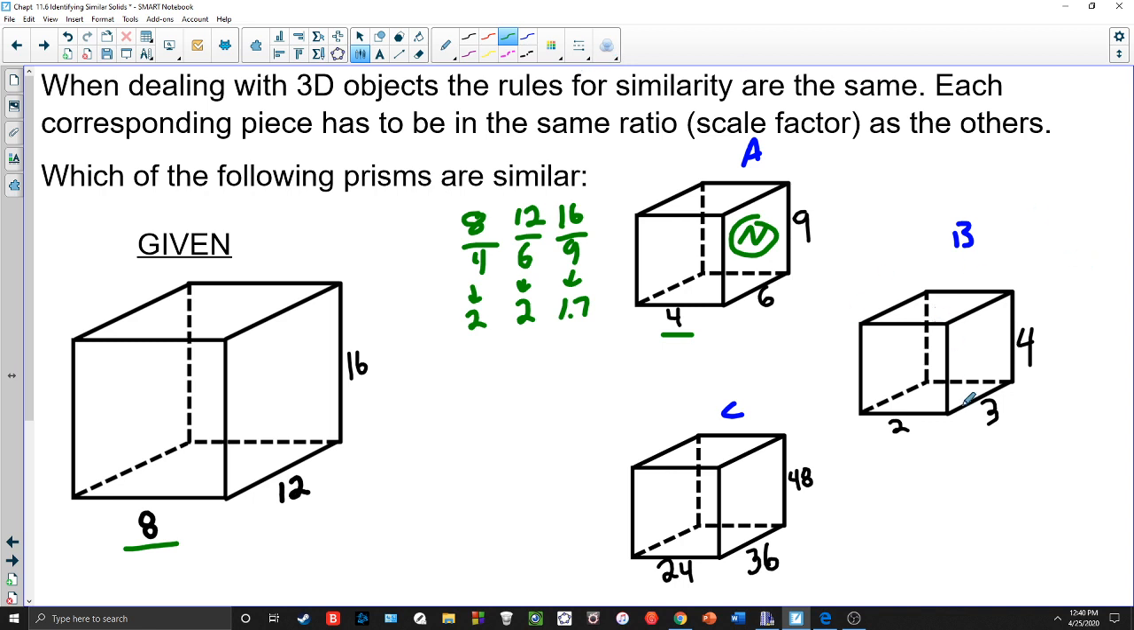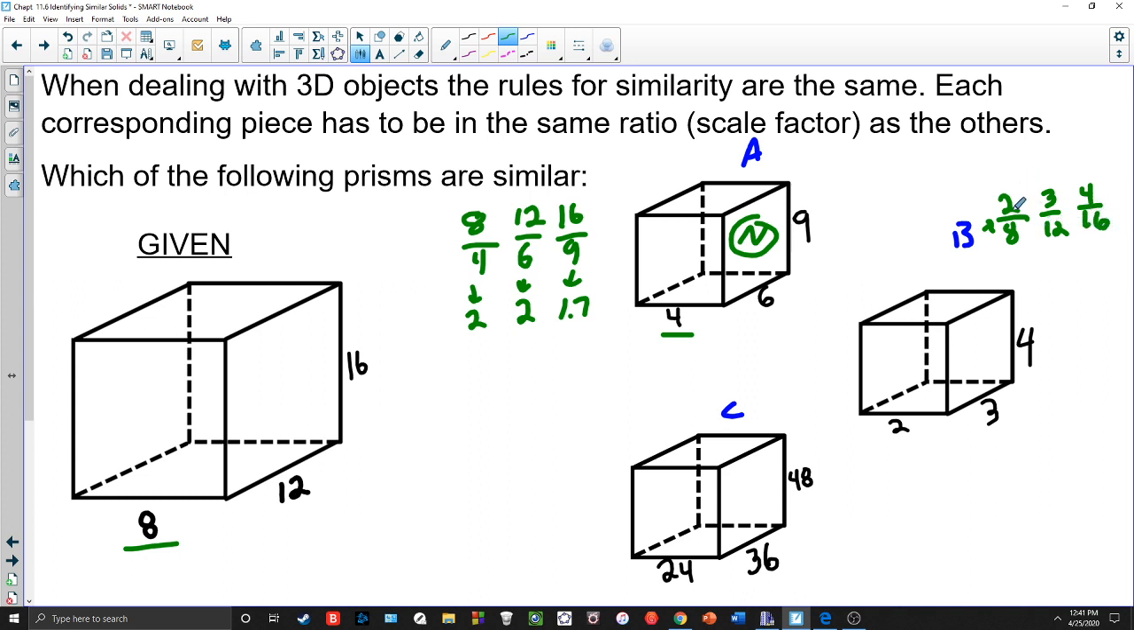Let's check shape B here. So again, 2 goes left to right, 3 goes front to back, 4 goes top to bottom. I'm going to do this backwards. I'm going to put the smaller one on top just to show you that it works both ways. So for shape B, 2 matches with 8. 3 front and back matches with 12. And 4 top to bottom matches with 16.